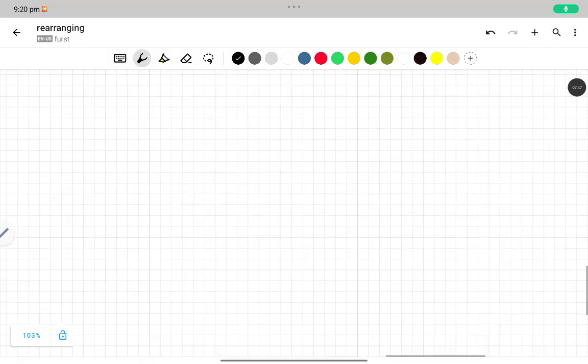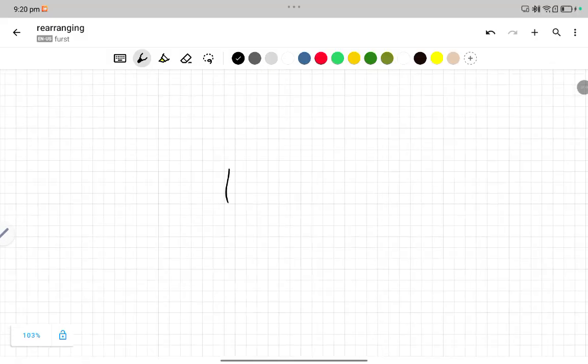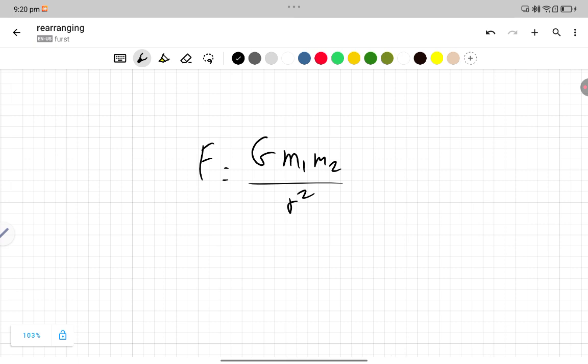Okay, let's do a similar one. F, I think this one's the force. This is actually a popular formula. Force equals big G, I think this is the gravity of Earth, times mass 1, mass 2, over r squared, which is just the radius. Anyways, we're going to make r the subject. So just like before, r is being divided right now, right? I know it has to do with division. What's the opposite of division?